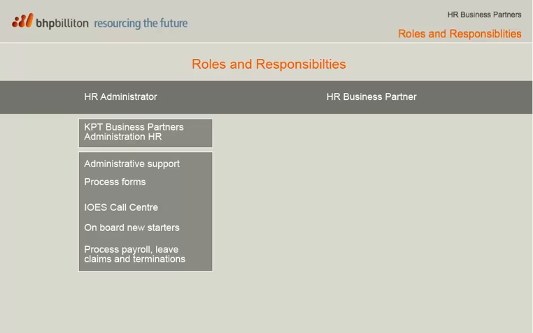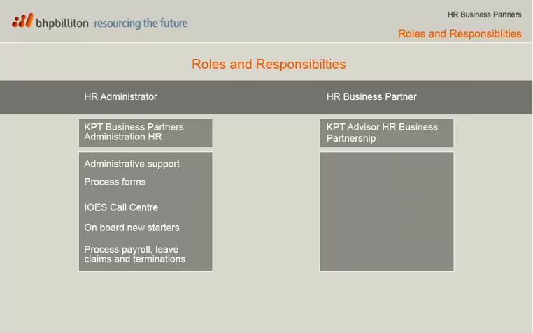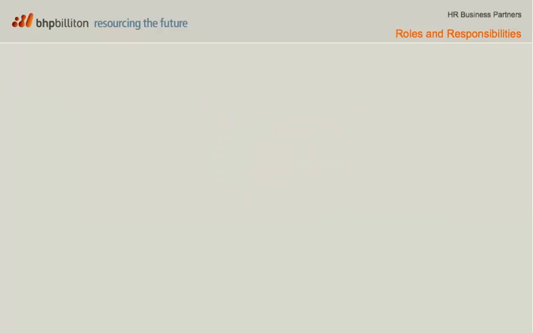Roles of the HR business partner teams. The HRBP's role is the KPT advisor HR business partnership. They are responsible to provide advice on people management, HR policies and reward, provide an escalation point for employee relations issues, facilitate review of organizational charts with line managers, and submit employee data and position changes to IOES.